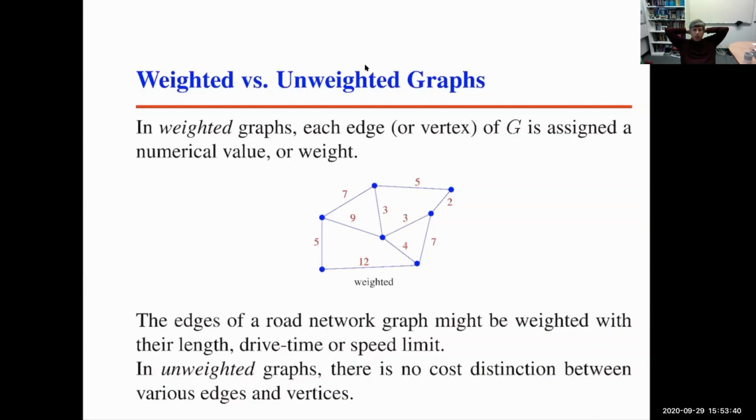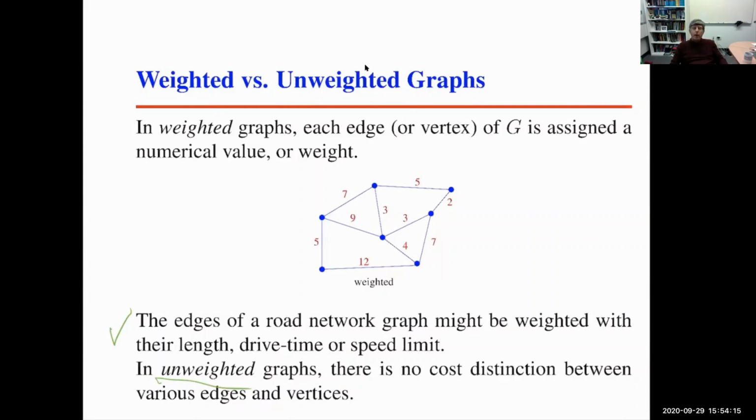Does everybody agree that in a weighted graph, you have a number on each edge, and for a typical network, there are often natural weights? In an unweighted graph, there is no cost distinction between the edges. You can think of an unweighted graph as a weighted graph where every edge has weight 1. Any questions? Certain problems we're going to care about.